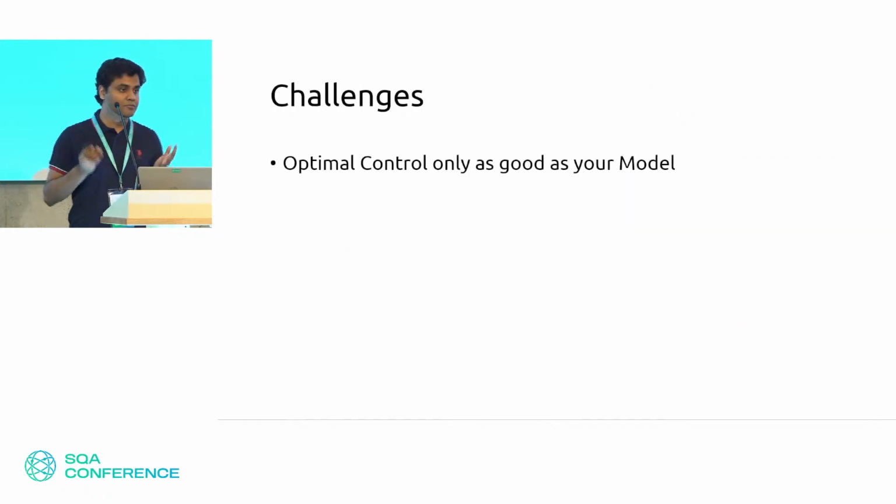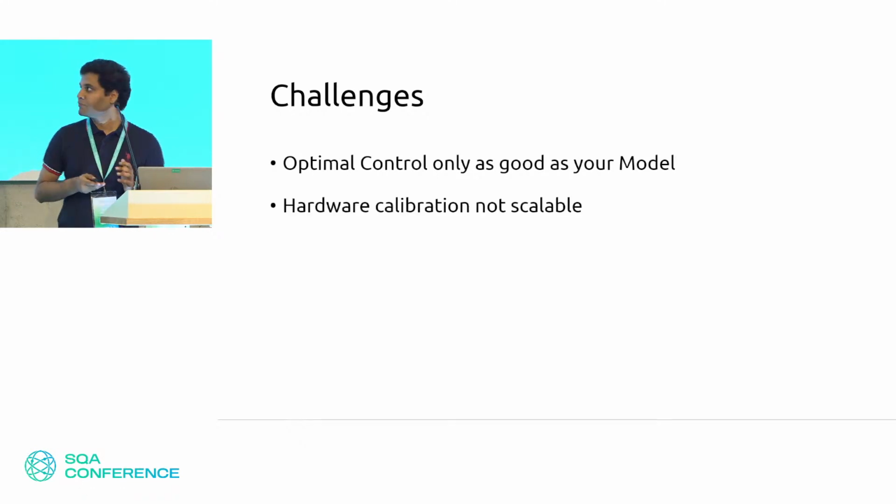So what are the problems with these approaches? Optimal control can be only as good as your model, because when you are doing the whole open-loop model-based optimization, it all depends on how many of the device imperfections you model into the whole dynamics. And the fewer sophistications that you model into it, the less accurate your final pulse will be.